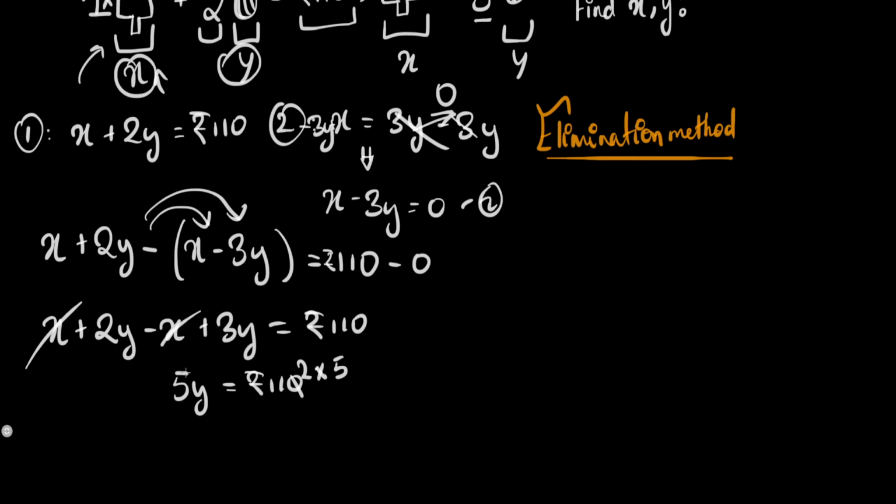So there's 5 here and 5 here. So I'll cut the 5s. So I get y is equal to rupees 22. See how easily I found it?